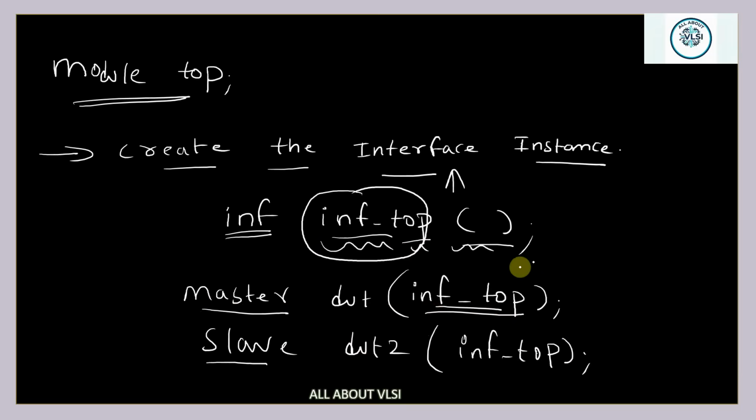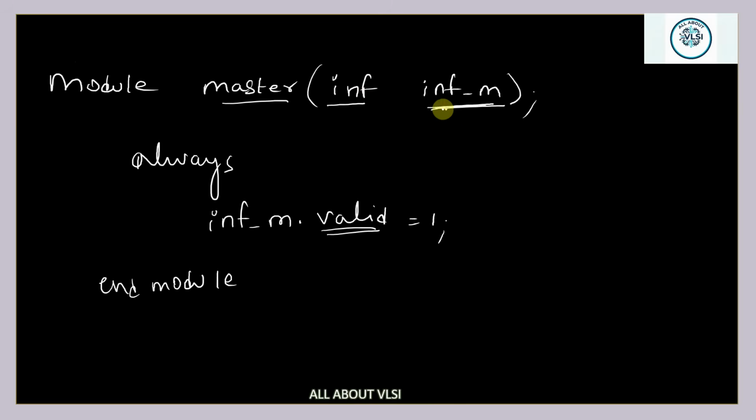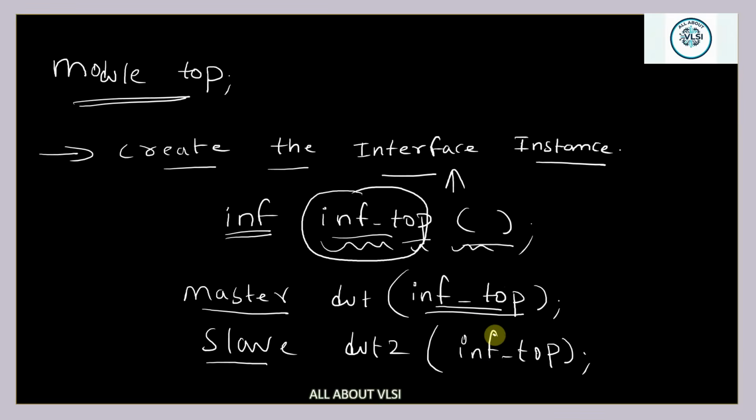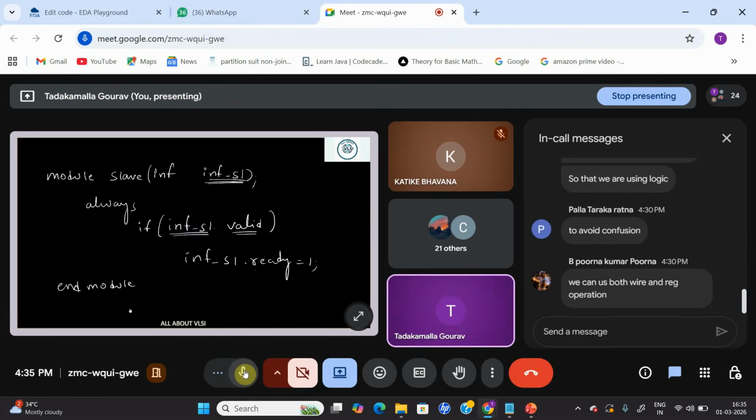So this is basically pointing towards the interface handle which you have declared over here, and this will also be pointing towards the interface handle you have created over here. Is it clear, guys? Is it clear how you are going to use your interface inside your project? It is basically easy.